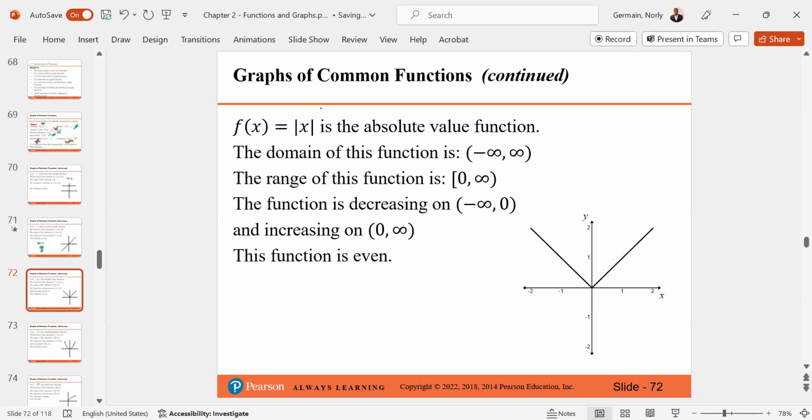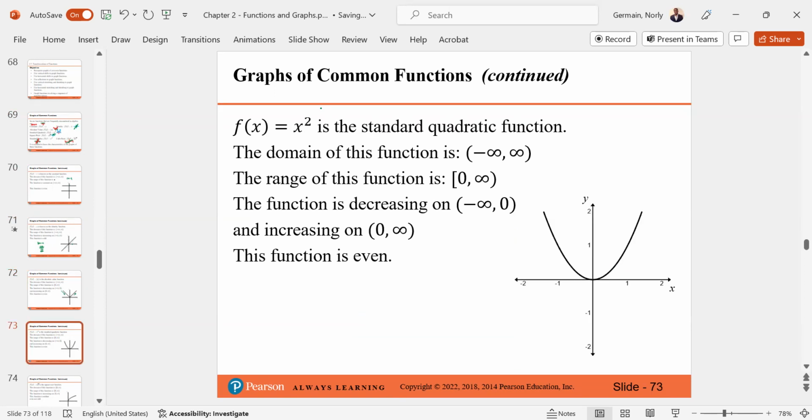Now look at the absolute value function we just talked about. The domain would be all real numbers, but the range would be from 0 to infinity, including 0. 0 is included. The function decreases, remember you go from up to down, so that's decreasing, and that's the increasing part. So it decreases on negative infinity to 0 and increases from 0 to infinity. This function is also even because it goes in the same directions.